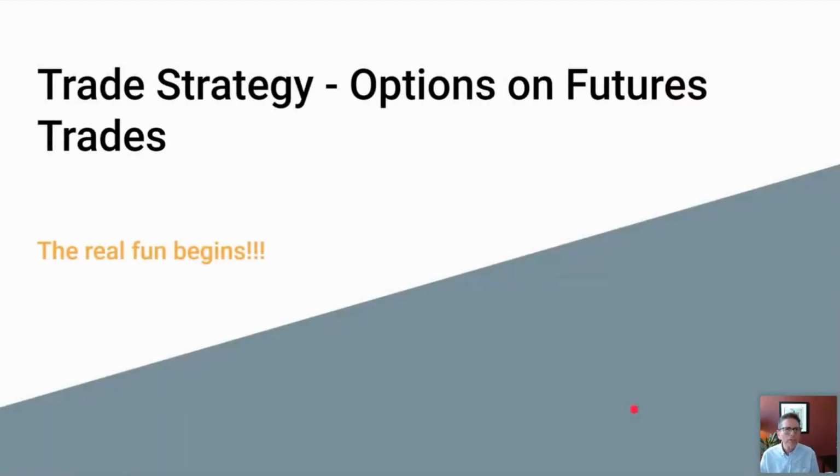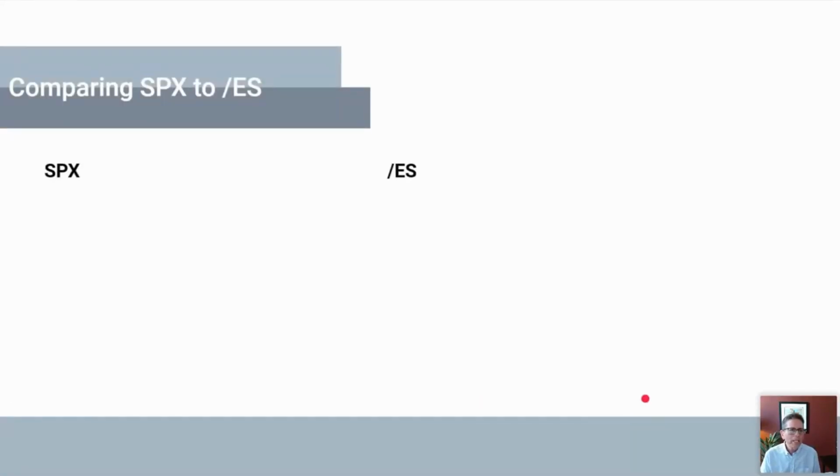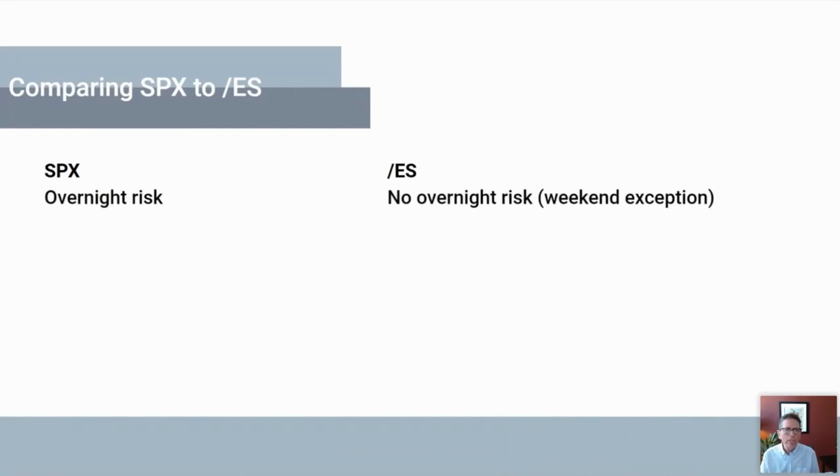Let's talk about options on futures. Comparing SPX to ES, because a lot of you have probably traded SPX but not ES, maybe futures but not options on futures. Overnight risk, none for ES, because it's basically open all night long. So you can trade and you don't have to worry about being stuck in an SPX trade where the market is moving in one direction or another and it moves against you, and that's not good. You can wake up with a big loss.